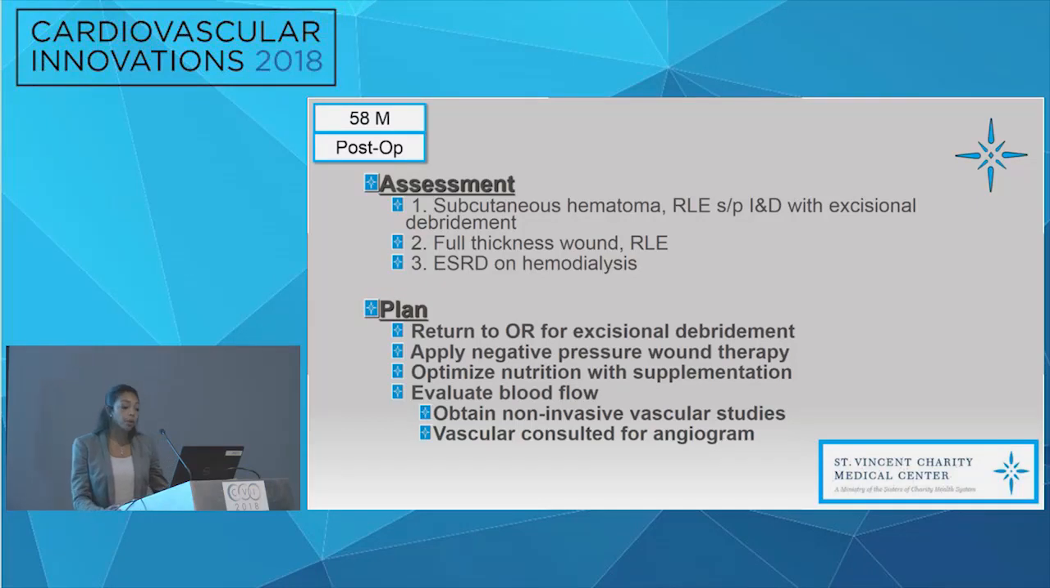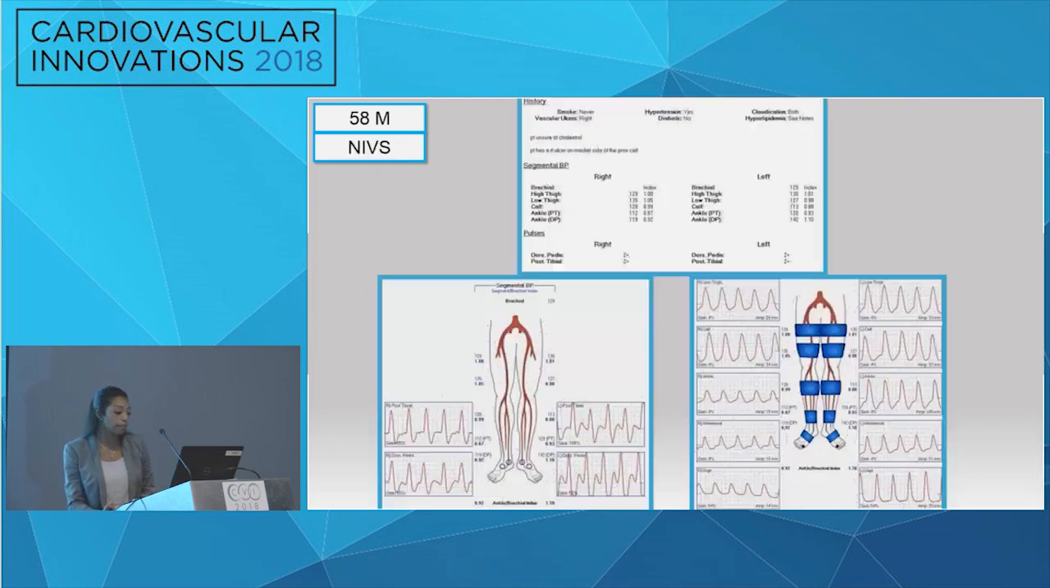So, as I mentioned before, we plan to take the patient back to the operating room for that excisional debridement with the application of negative pressure wound therapy. We are also working to optimize the patient's nutrition utilizing supplementation while he was in-house and then giving him prescriptions outpatient. And we also wanted to get a good evaluation of his blood flow at that time for his healing potential. So we obtained some non-invasive vascular studies as well as consulted vascular for a definitive angiogram.